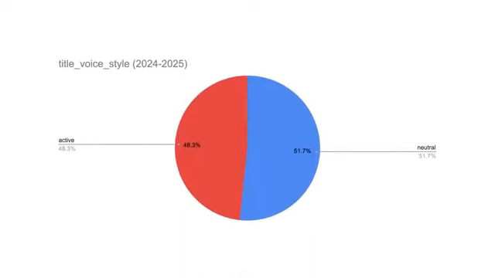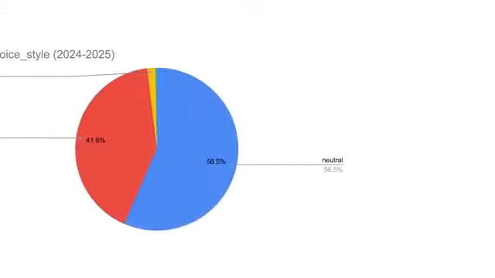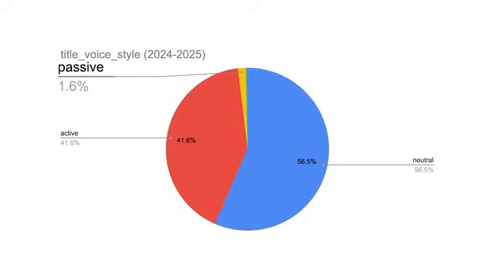This graph shows us that the top YouTubers always use neutral or active voice for their titles. Now, if we look at this on a per video level, we can see 1.6% of the top YouTubers' videos do use passive voice, but active and neutral voice are the clear winners here.